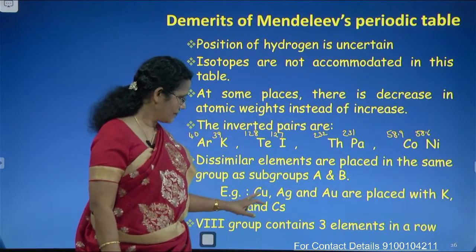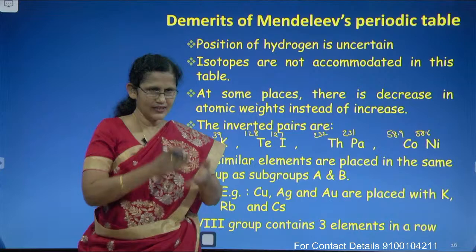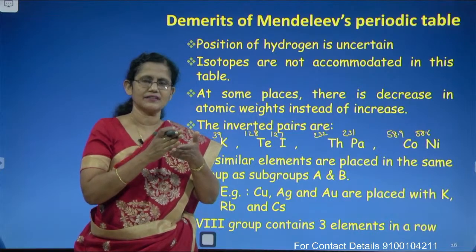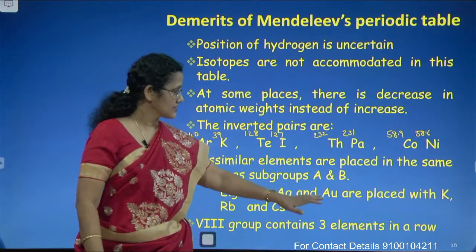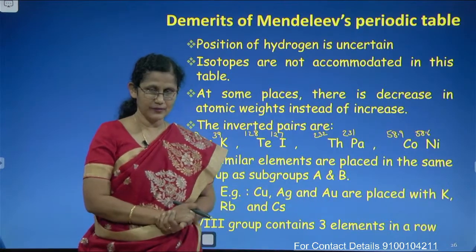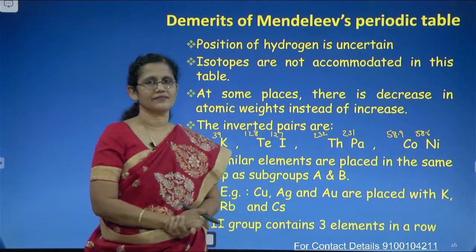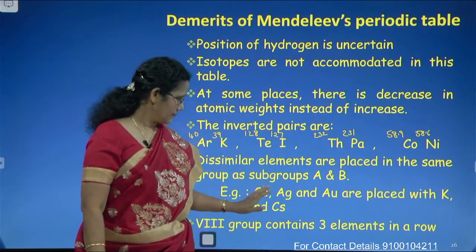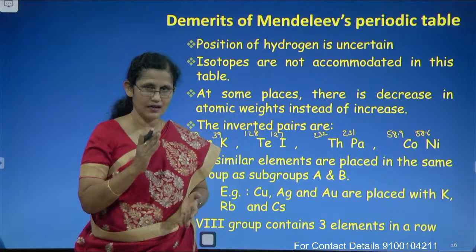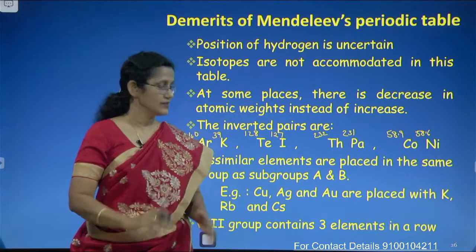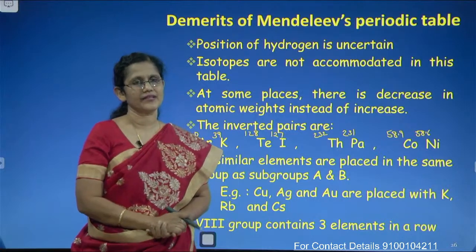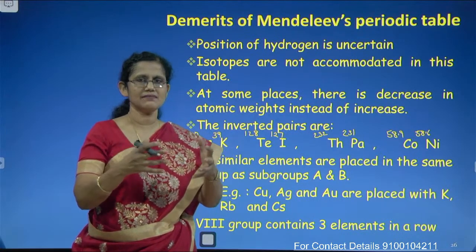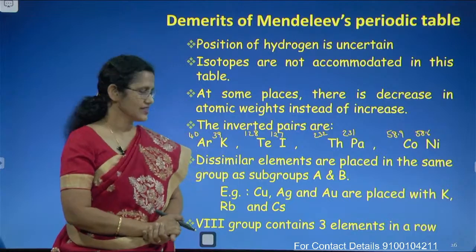If I take copper, silver, gold, we cannot cut them with a knife under ordinary conditions; we cannot cut gold with a knife. But potassium, sodium, rubidium, we can cut with a knife. So copper, silver, gold are hard and less reactive, while potassium, rubidium, cesium and other elements are more reactive. So elements with dissimilar properties are clubbed together.